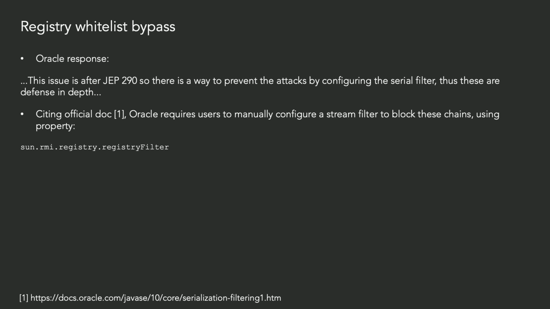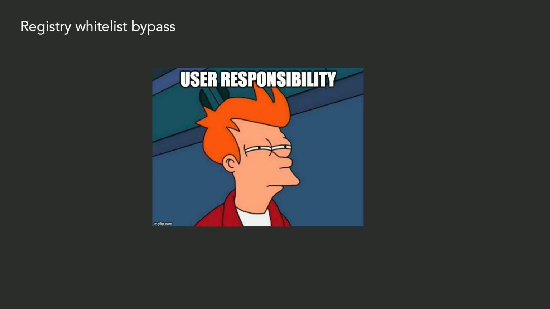So this is Oracle's response. The issue is after JEP 290, so there is a way to prevent the attacks. They cite the document at the end of the slide, and they require users to manually configure a stream filter to block these chains. So yeah, they leave it to user responsibility. We will see how other vendors are prepared for this a bit later.